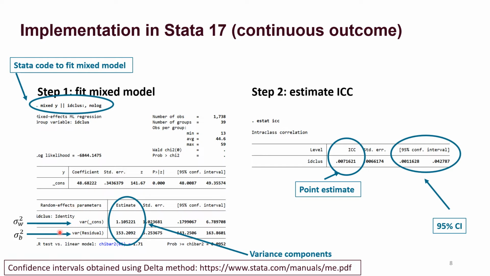But what we're interested in here is these random effects parameters, the within cluster variance and the between cluster variance. And Stata provides us point estimates of each of these variance components, a standard error, and a confidence interval. And then to estimate the ICC, we can use this command called estat icc in Stata. And this then provides us with a point estimate of the ICC and a 95% confidence interval. So that's the implementation in Stata 17 for a continuous outcome.